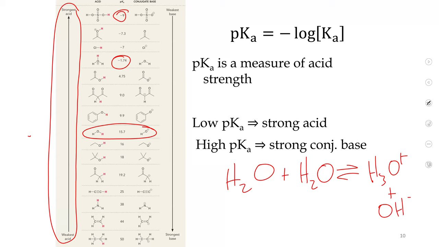This equilibrium lies way over. You can think about these as having equilibrium arrows between each of these, and these are equilibrium constants. The more negative the pKa, the further equilibrium lies to the right. The bigger the Ka value, the more equilibrium lies left, because pKa has that negative log term.